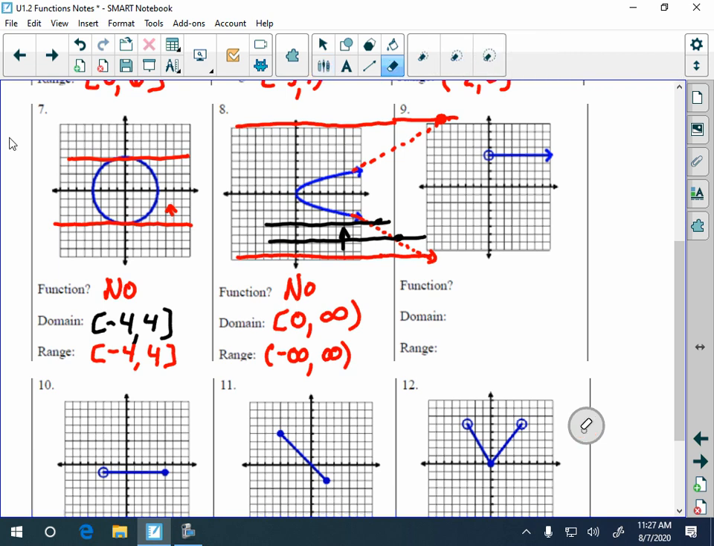All right, number 9. Is this a function? Yes, it is. It does pass the vertical line test.